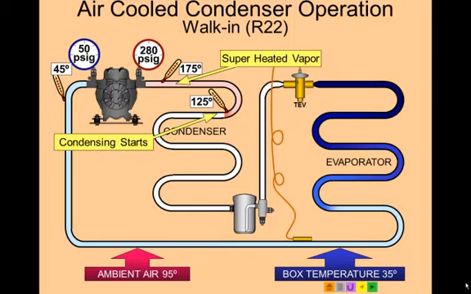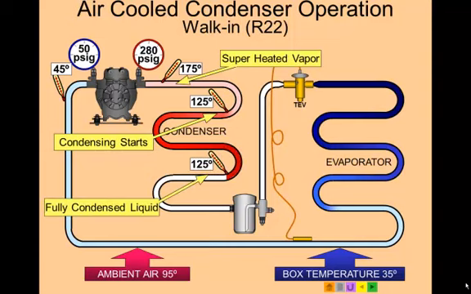Now, the PT relationship for saturation is 280 psig of R22 would be 125 degrees. So from 175 degrees to 125 degrees, the condenser has de-superheated. So the condensing can start, and at some point in the coil, the entire vapor will be condensed to 100% liquid.